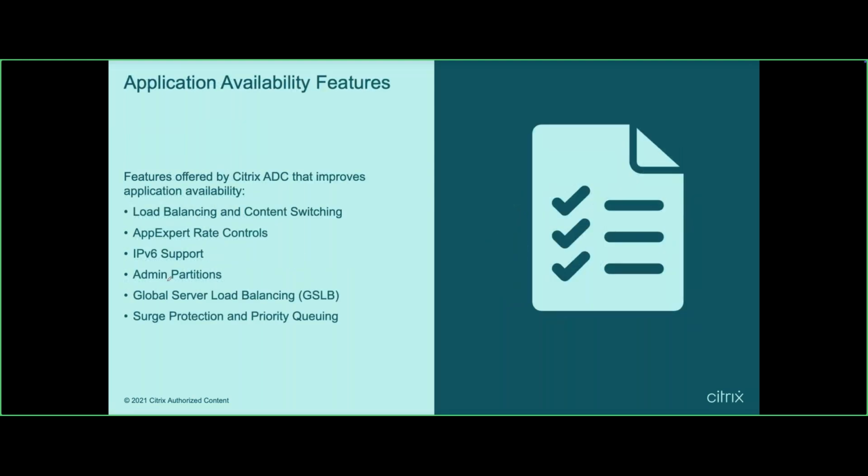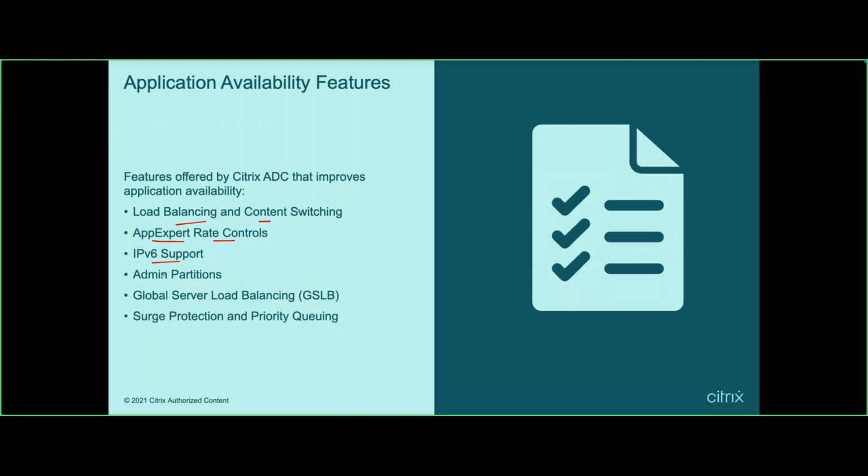And this is another so-called features, more features of load balancing, content switching, app expert rate control. That means you can allow how many times you can access a URL. Maybe 3 times, 4 times. After that, we block it. We block the users, and after some time, it will refresh.